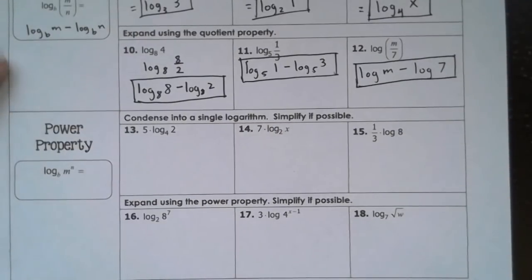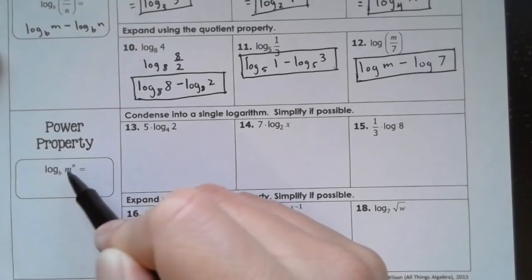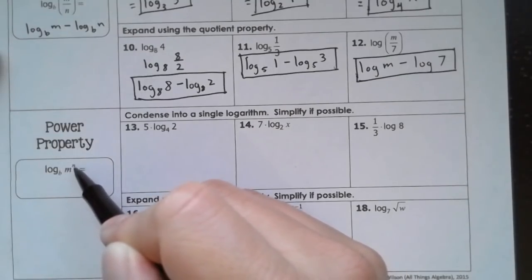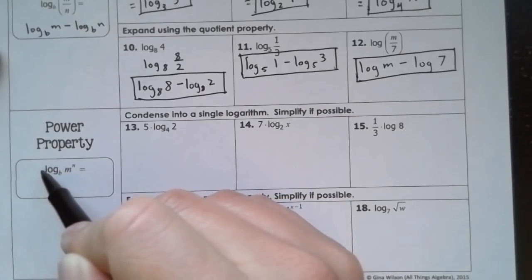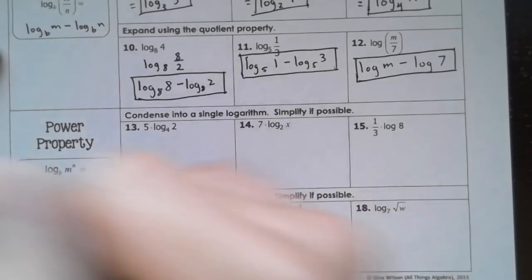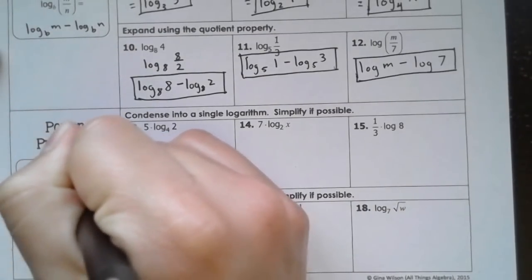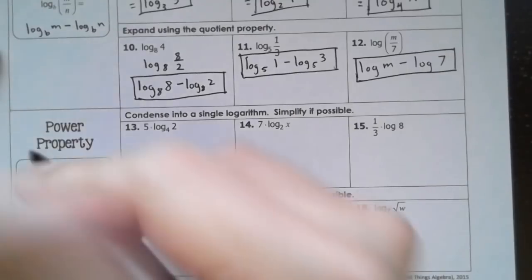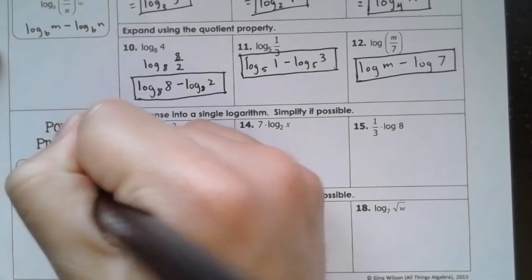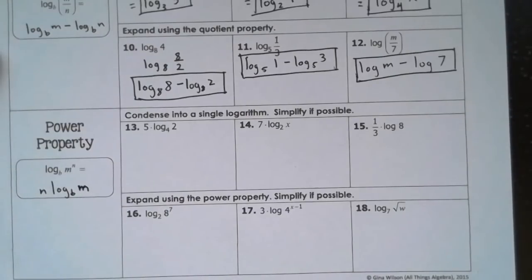For the next one, we have the power property. Whenever you have an exponent, so the log base b of m to the n, what you do is you move the exponent to the front of the log, so it becomes a product of that exponent times the log. So it's n times log base b of m. So again, all you do is move the n to the front of the log.